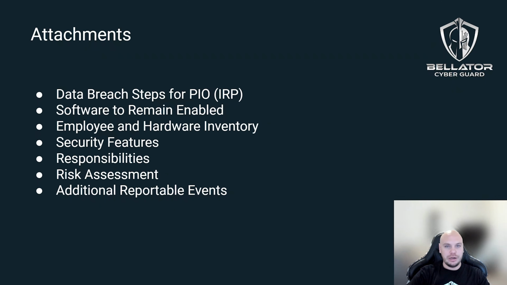Any software to remain enabled, so what antivirus to remain enabled, the VPN, the RMM tool, EDR if you have EDR, firewall to be enabled. Really just an outline of everything that we should be using from a security standpoint. Employee and hardware inventory, just a log of what device is assigned to what employee, what their PII access level is. Do they have full access, partial access? Any security features, so all the different security features you're using.